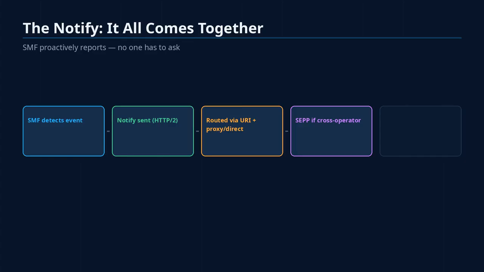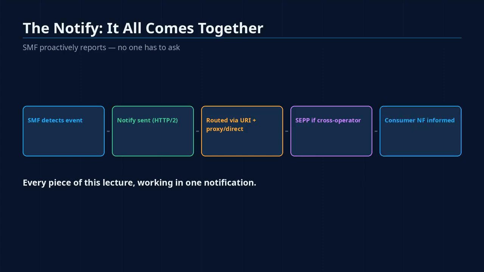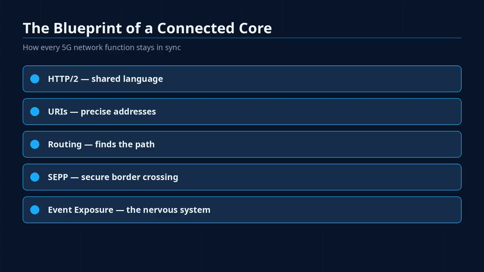Let's zoom out. We started with a simple problem. How do dozens of independent software components inside a 5G core actually coordinate with each other? And the answer turned out to be an elegant, layered system. HTTP2 as the shared high-speed language, URIs as precise addresses, standard routing to find the path, SEPP as the secure border crossing between operators, and services like NSMF event exposure as the nervous system that lets one function instantly alert others the moment something changes. That's not just how the SMF talks, that's the blueprint for how the entire 5G core stays in sync.